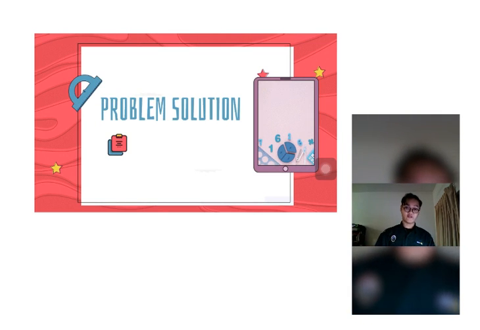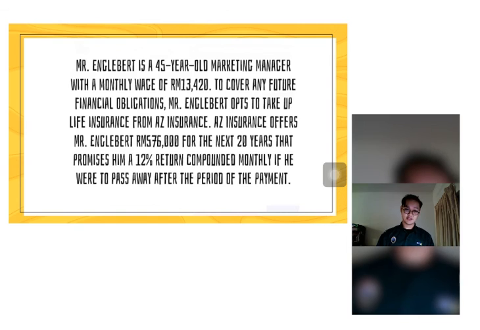Okay, so for my part of the explanation, I've made a question about Mr. Engelbert, who is a 45-year-old marketing manager with a monthly wage of 13,420 ringgit. So Mr. Engelbert wants to apply for life insurance to avoid any future financial obligations. So SA Insurance offers Mr. Engelbert 576,000 ringgit for the next 20 years and promises him a 12% compounded monthly return if he were to pass away after the period of the payment. So as you can see in the slides is the question that's related to the statement I told you just now, and also I'll show you the solution to the questions.